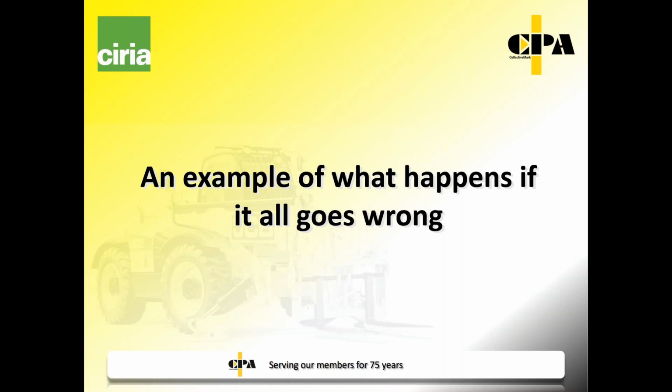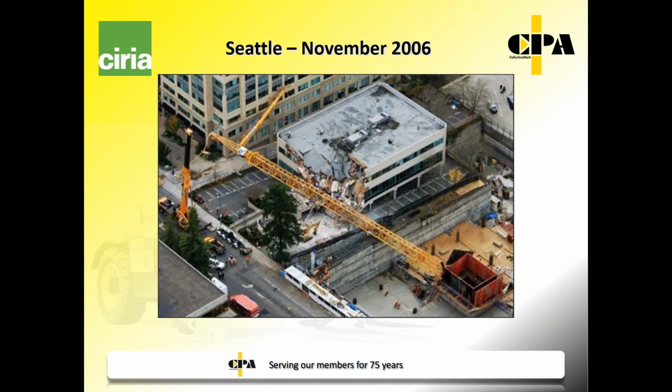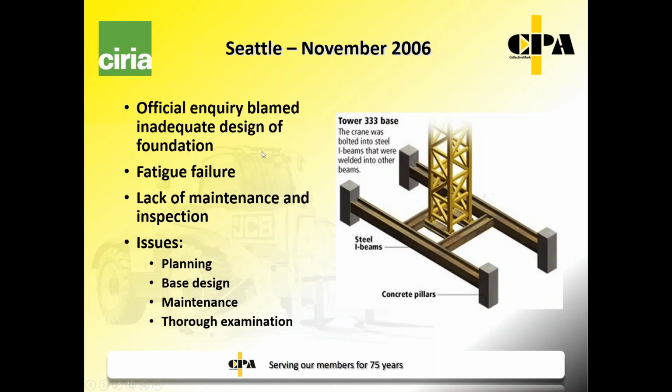And finally, I would like to give an example of what happens if it all goes wrong. This is a tower crane that fell over in Seattle back in 2006, and as you can see, it's knocked off the corner of an apartment block, and sadly a lawyer who worked for Microsoft ended up being killed by this. There was an official inquiry, and it basically blamed the inadequate design of the foundation.